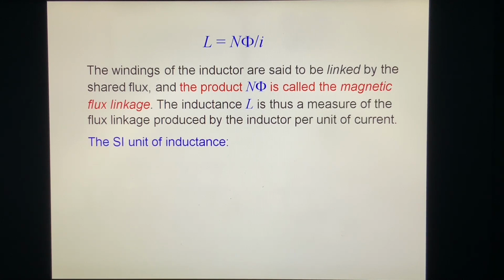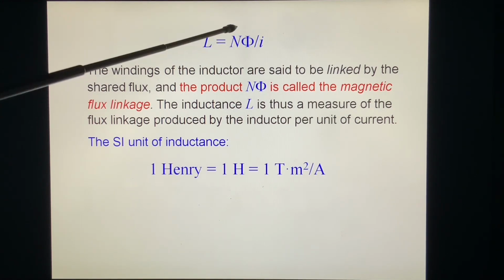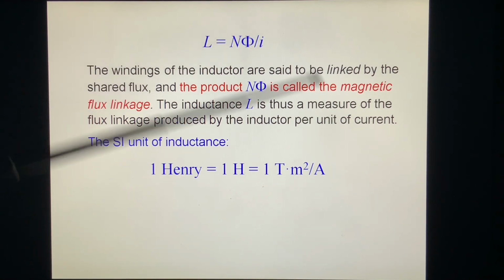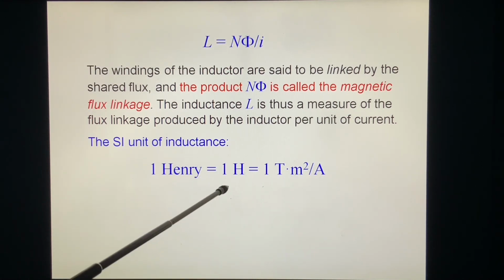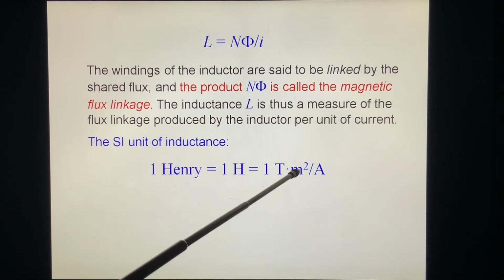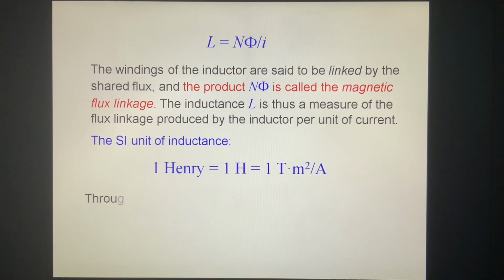The metric system unit of inductance. This is Henry. This is a flux, Tesla meter squared, and this is ampere. So 1 Henry equals 1 Tesla meter squared per ampere.